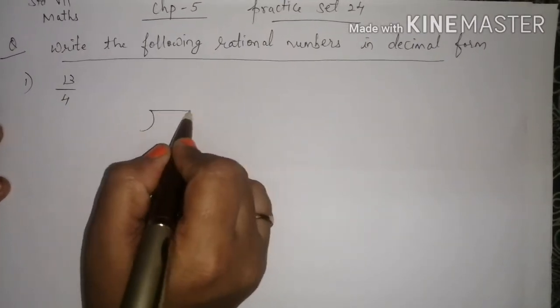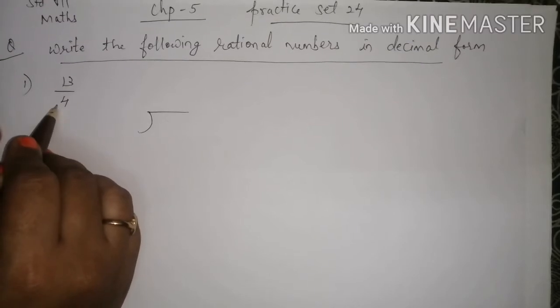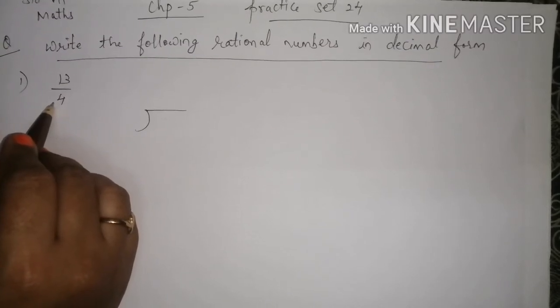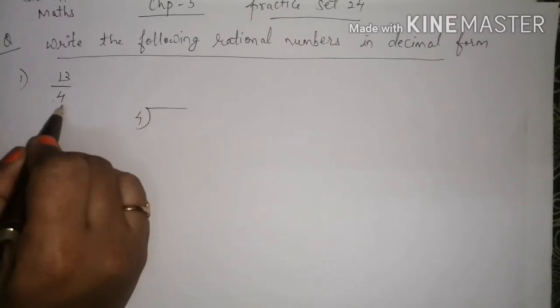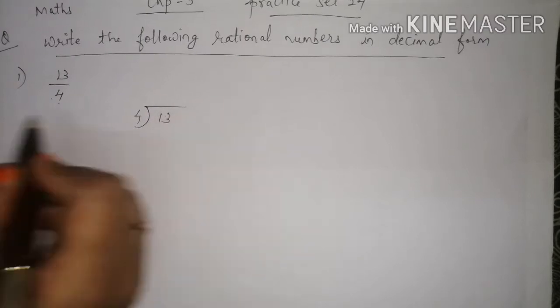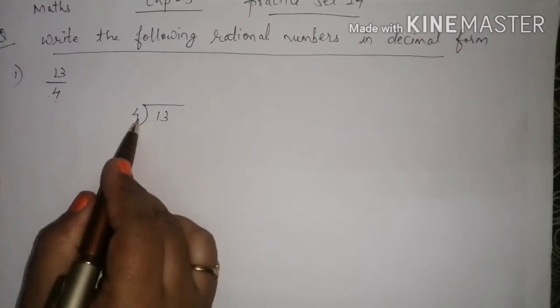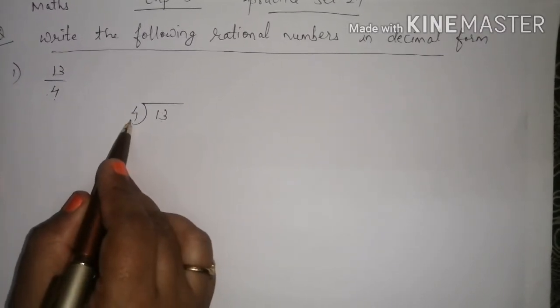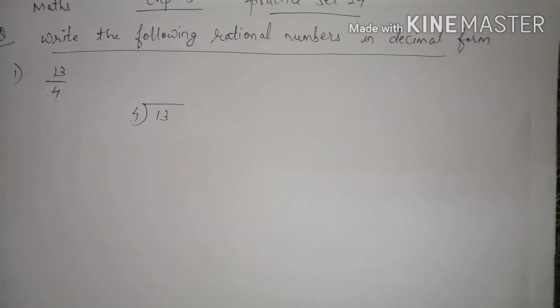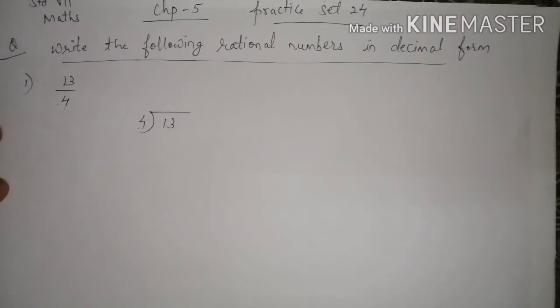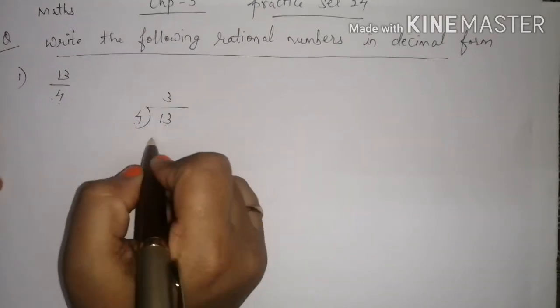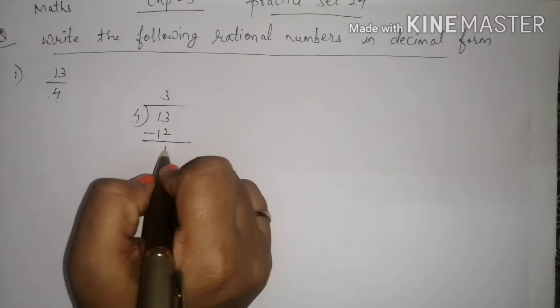How to divide? This 13 is the numerator, 4 is the denominator. So the denominator 4 should be taken outside, and the numerator inside, and you can divide it. Now, in the 4 table, less than 13: 4 2s are 8, 4 3s are 12. So 4 3s are 12. 13 minus 12 gives you 1.